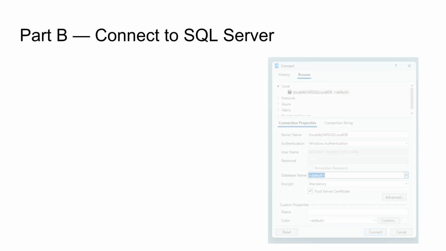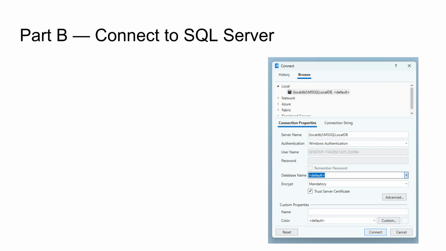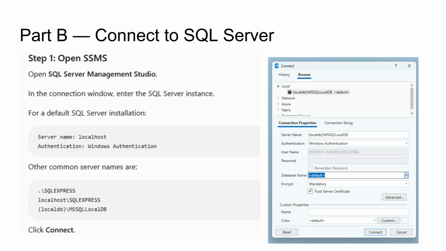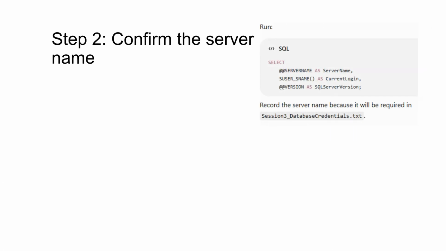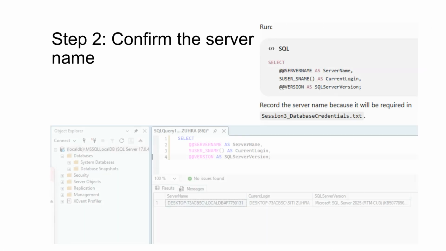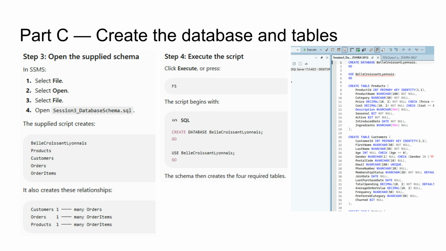With files ready, open SQL Server Management Studio. Connect to your instance using the standard Windows authentication credentials. Once connected, run the provided SQL script to confirm your server name and be sure to record it for your credentials file. Now, create the database and tables.